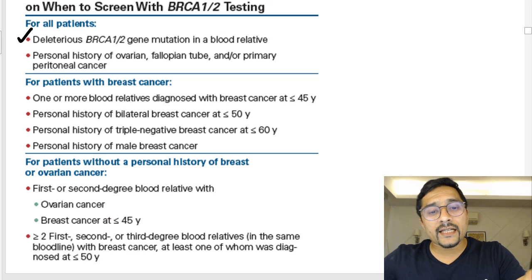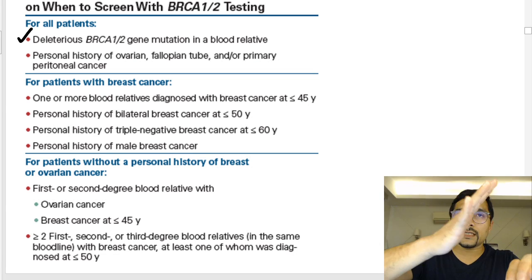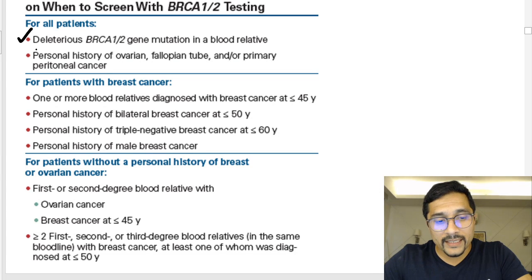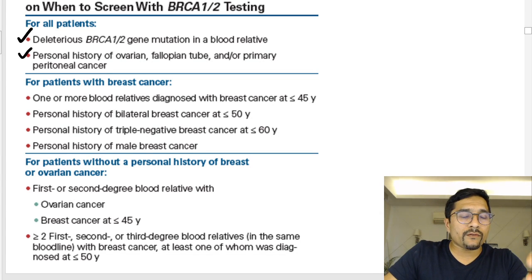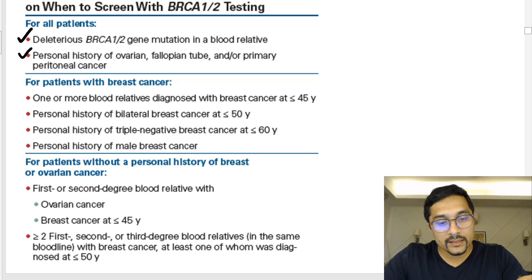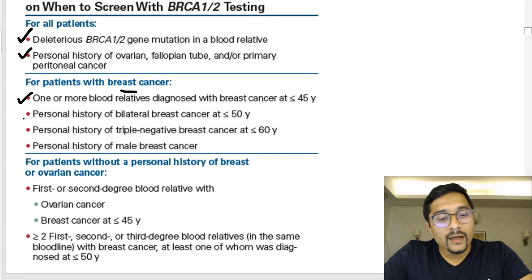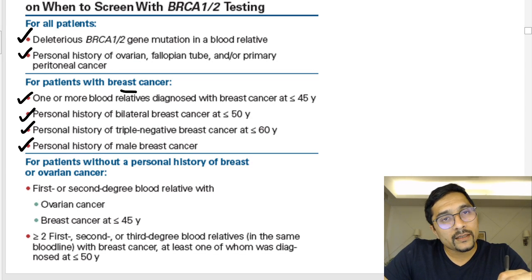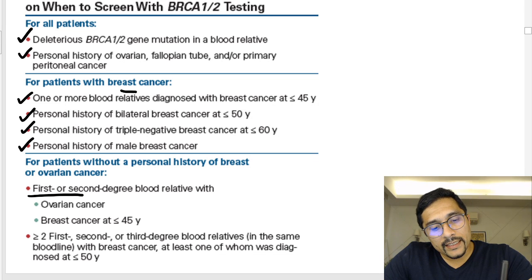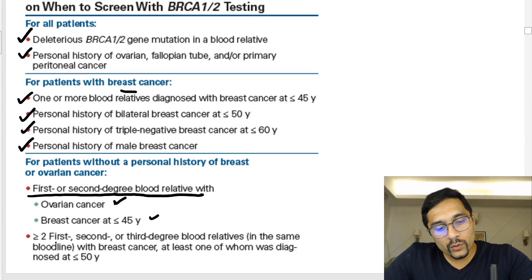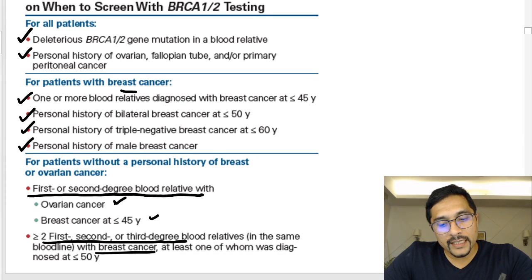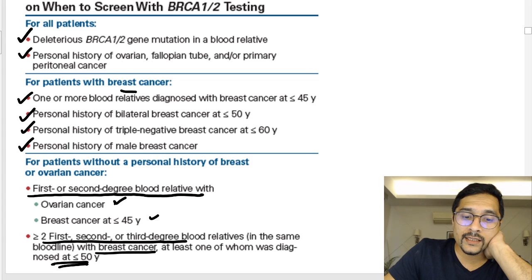So if there is a deleterious BRCA mutation in mother, sister, then this patient should also be tested. If there's a personal history of ovarian, fallopian tube, or primary peritoneal cancer. For patients with breast cancer, one or more relatives diagnosed less than 45. Personal history of bilateral or triple negative breast cancer, triple negative less than 60. Or if it's a male patient, then BRCA should be tested. First or second degree blood relative with ovarian cancer and breast cancer less than 45, or more than 2 first, second or third degree relatives with breast cancer, at least one of whom has been diagnosed less than 50.